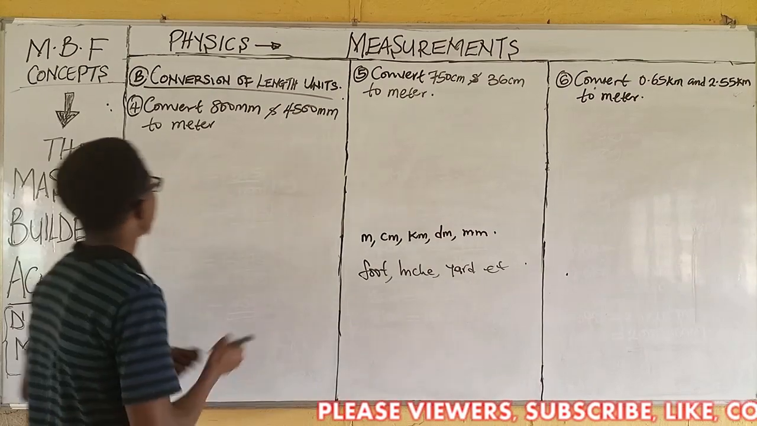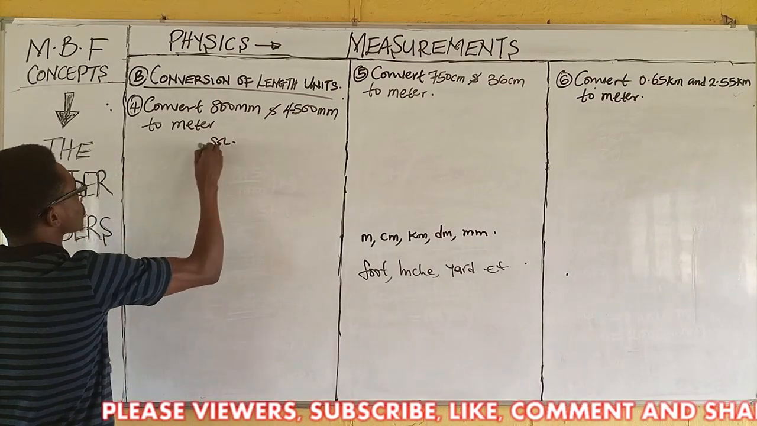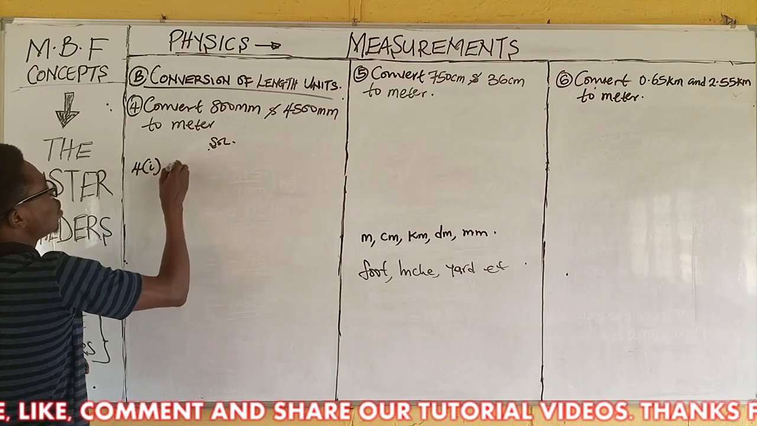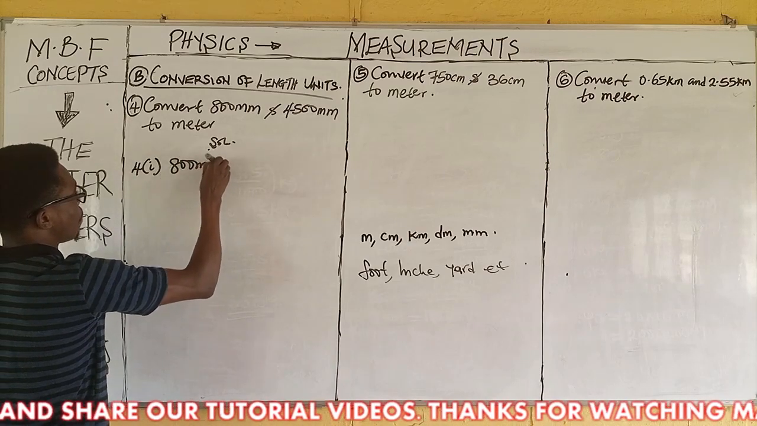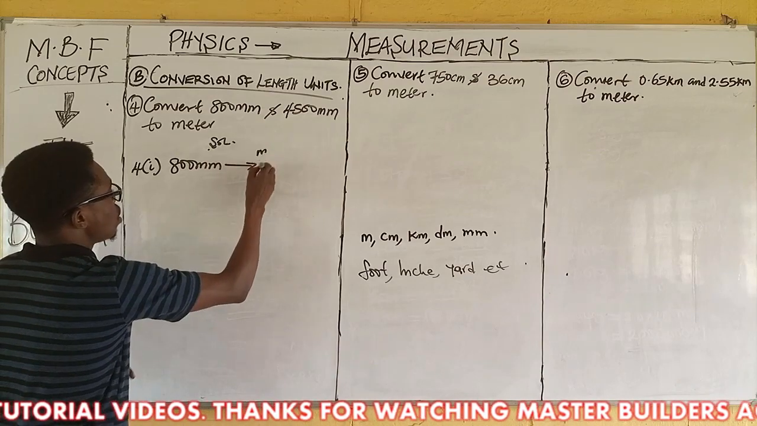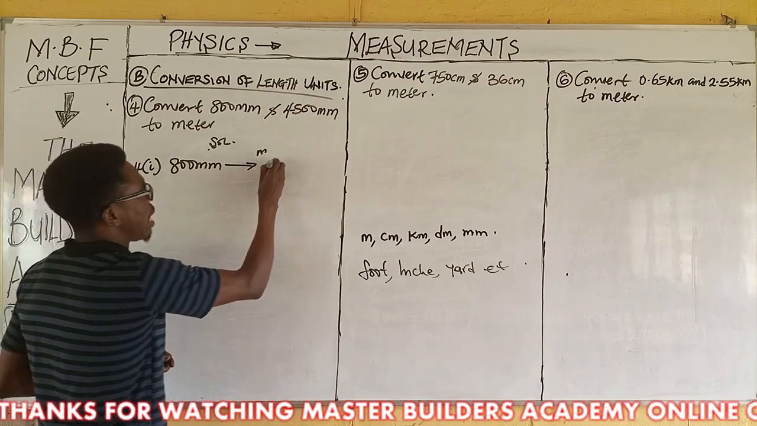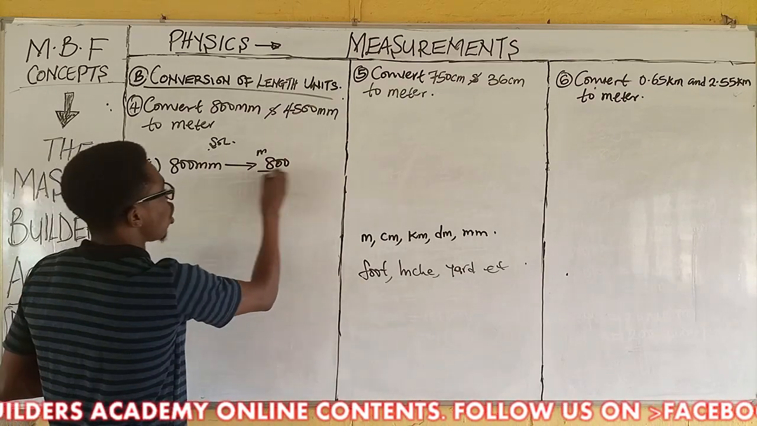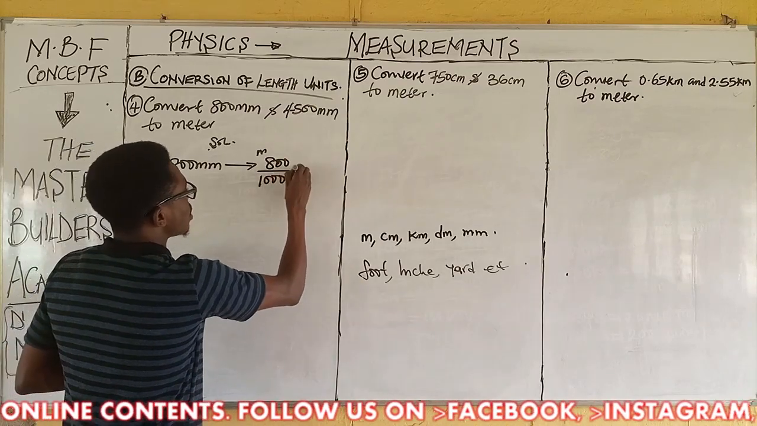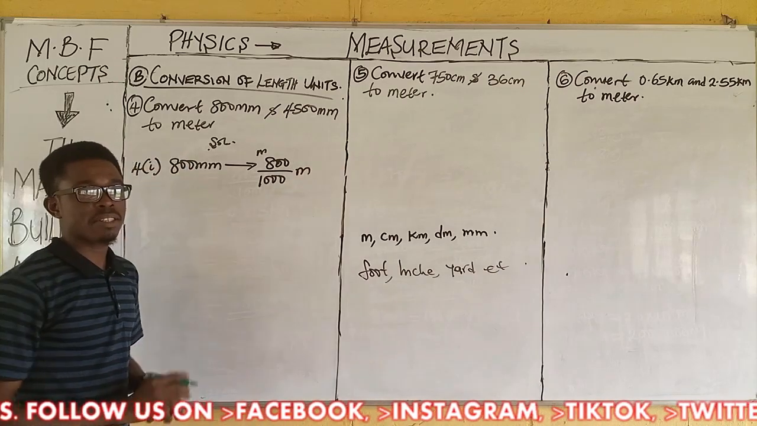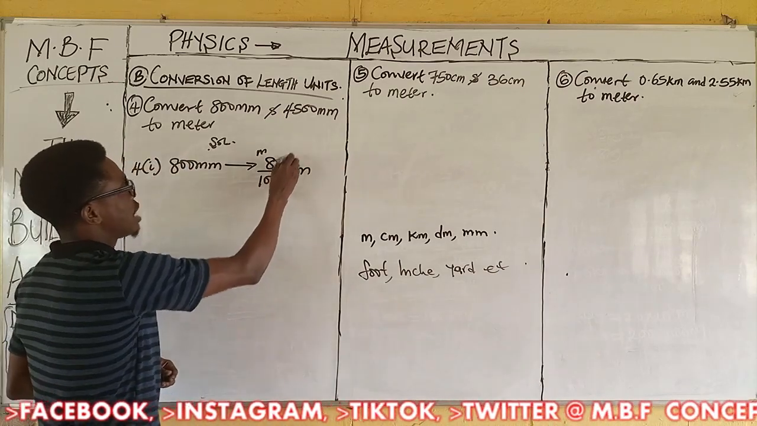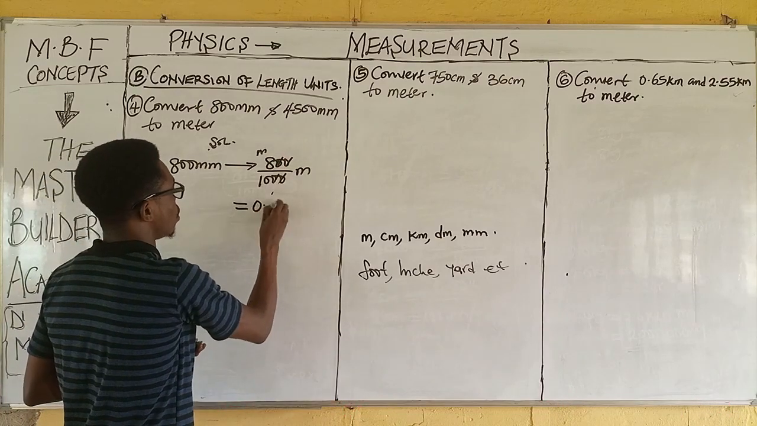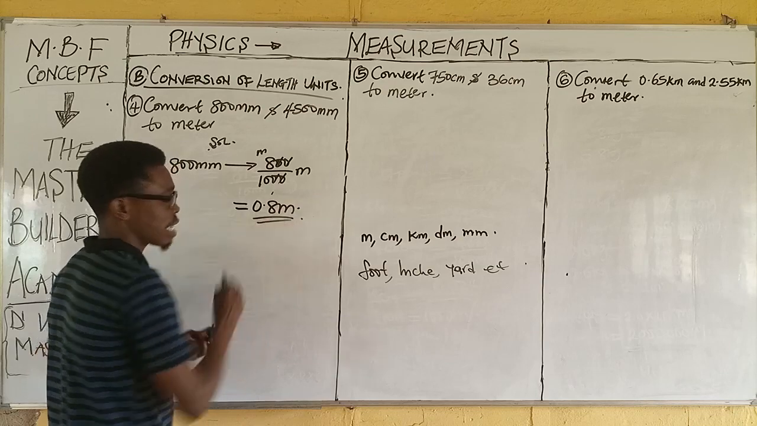Now let's work. This is the solution, and we have this as 4i, which is 800 mm, and we are asked to convert this to meter. To convert 800 mm, the value, which is the magnitude, is 800 over 1,000 in meter, as simple as this. When I divide 800 by 1,000, automatically we have 0.8 meters. It's as simple as this.